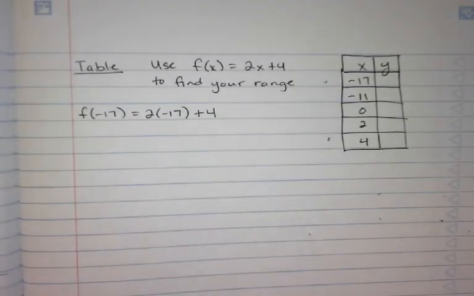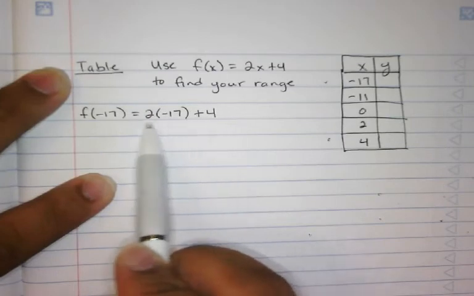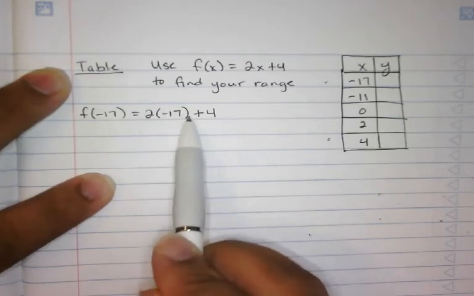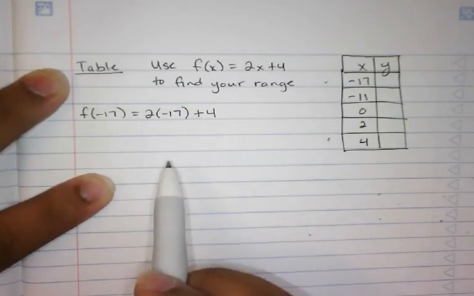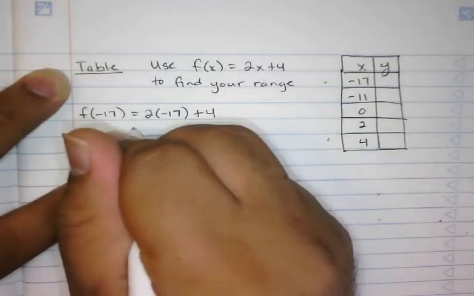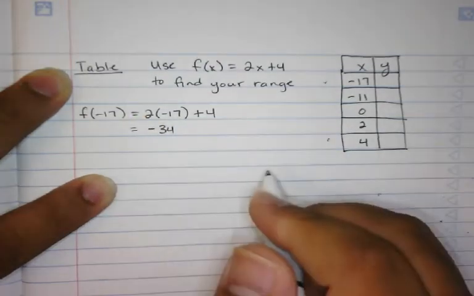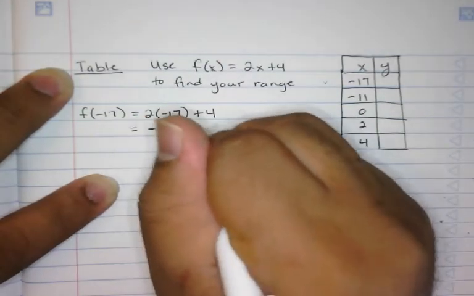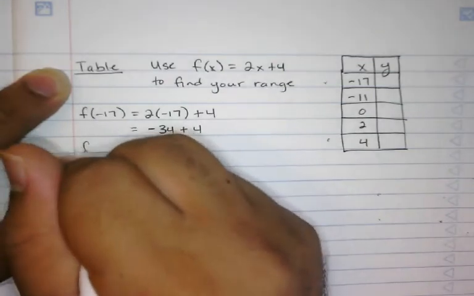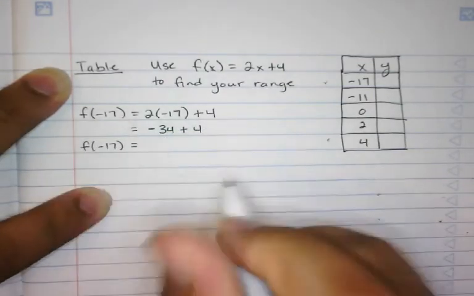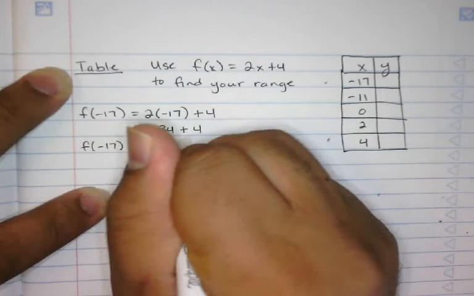Okay? Like I said, once the numbers get where you're like, oh, I can't do this in my head, do it on the calculator, okay? You can plug it on the calculator. The way it looks just like this, right here. So you put 2 times negative 17, right? And it'll give you your answer, okay? If I went all the way through, 2 times negative 17 would be negative 34 plus 4. Okay, so you have f of negative 17 equals negative 30.